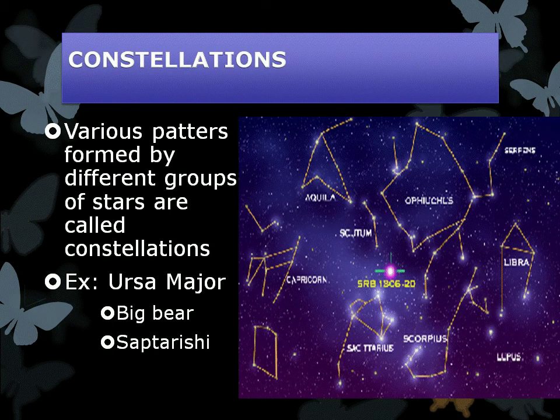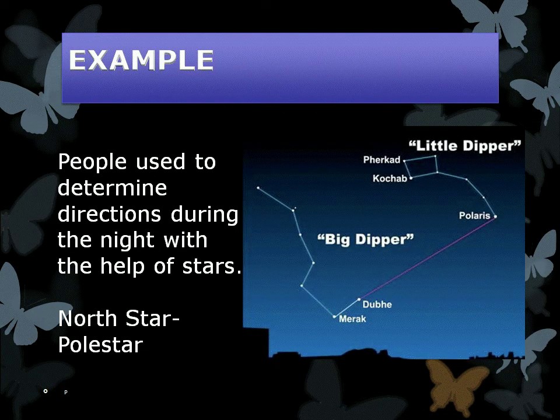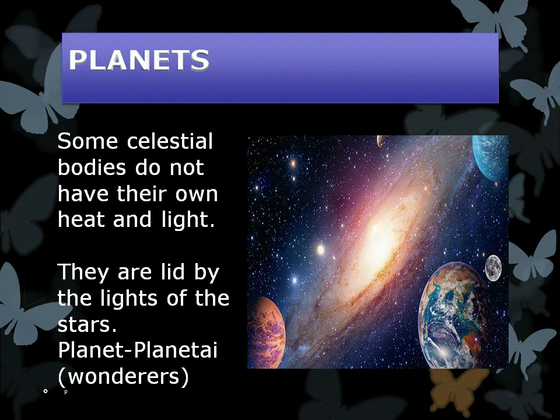See the constellations. What is meant by constellations? Various patterns formed by different groups of stars are called constellations. For example, Canis Major, Big Bear and Saptarishi. And also one more example. In ancient times, people used to determine directions during the night with the help of stars. That is North Star. We can call it Pole Star. This is the way you can find out our Pole Star. See the picture.